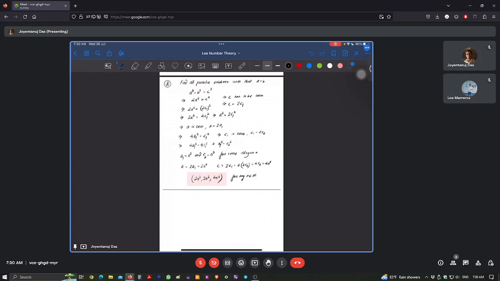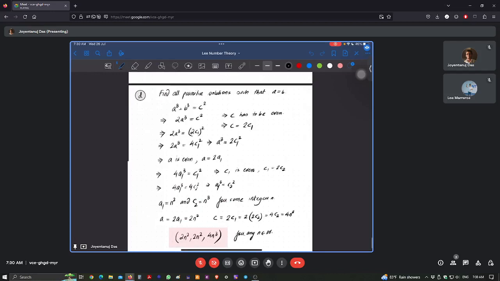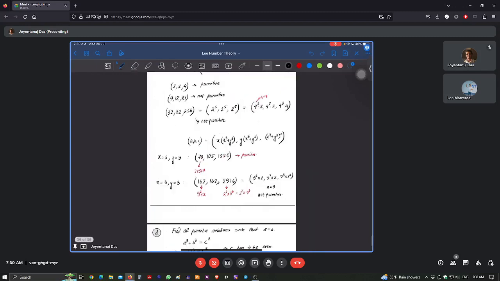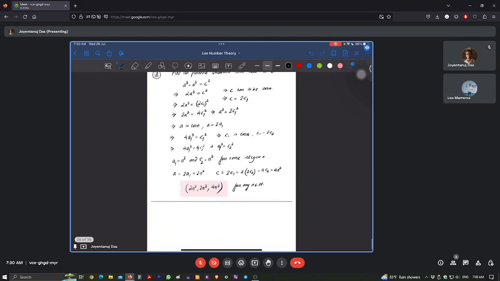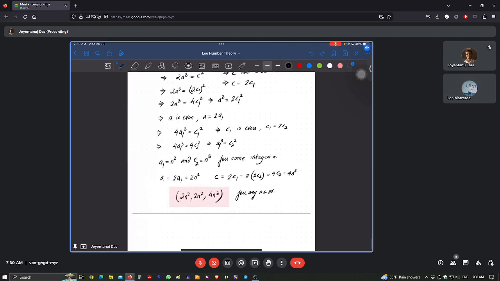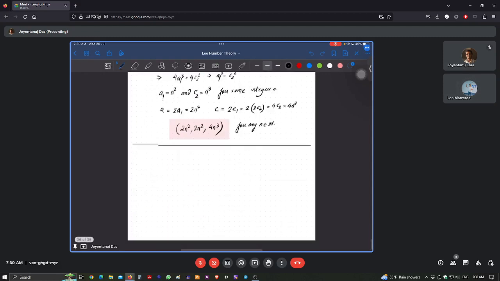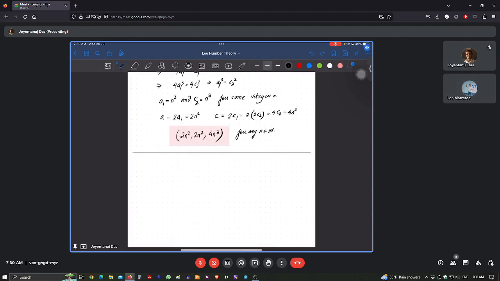We did this: find all the primitive solutions. So if you remember, this equation we are trying, a cube plus b cube equals c square. So we found all the primitive solutions where the first two components are equal, right? That is characterized by 2n square and 4n cube. So yes, only one part is left. They're asking to find a primitive solution where a, the first component, is strictly greater than 10,000.